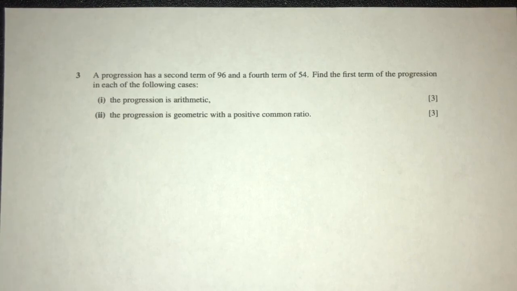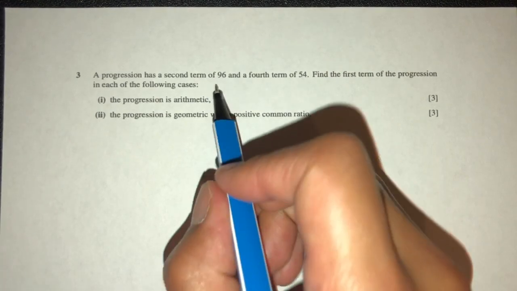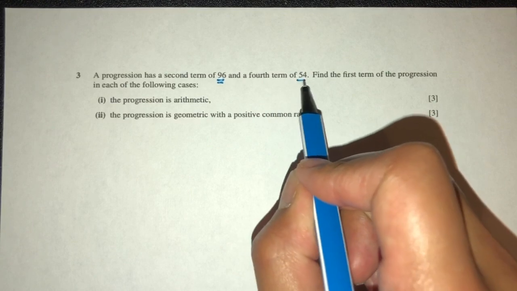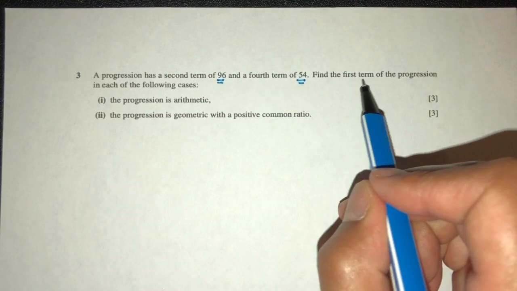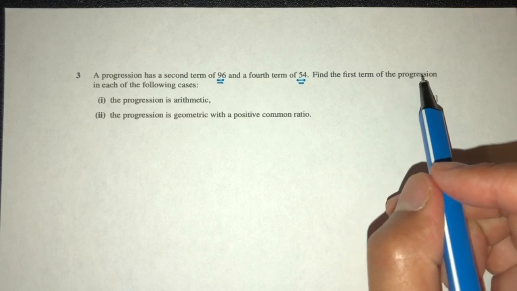Let's move on to the next question. A progression has a second term, this one, and the fourth term, this one. Find the first term of the progression in each of the following cases.